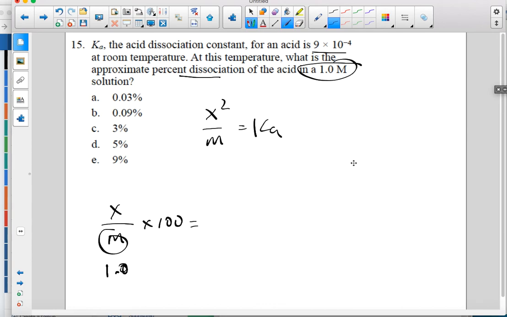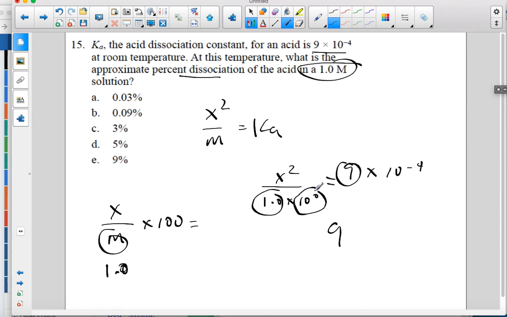And again, scientific notation rocks. So I'm going to go 9 times 10 to the negative fourth is my Ka. My molarity I'm going to put into scientific notation. I'm just going to go 1.0 times 10 to the 0. So it's the same number, x squared. I'm going to go 1 times 9. I'm going to get 9. And then I'm going to add 0 plus a negative 4. I'm going to get 9 times 10 to the negative fourth is equal to x squared.